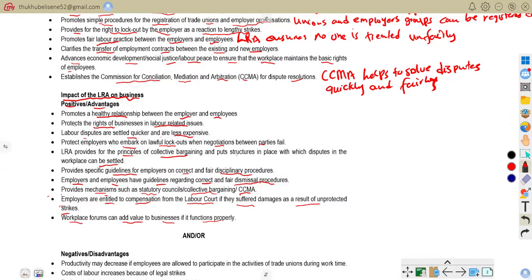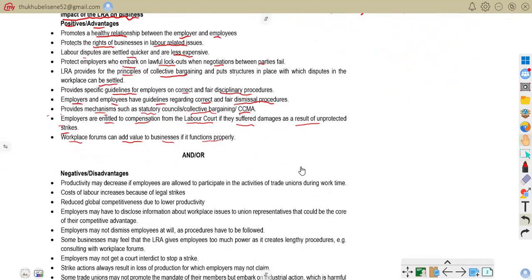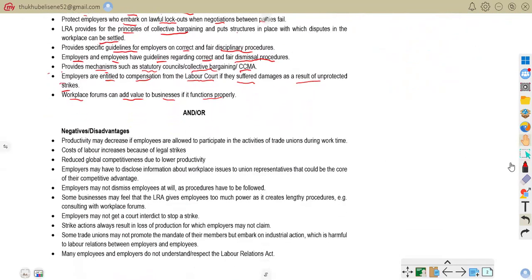So that is that. So now let us go to the disadvantages, or negatives, of the Labor Relations Act. Productivity may decrease if employees are allowed to participate in the activities of trade unions during work time. So, for example, workers take time off for union meetings. So this will make production decline.